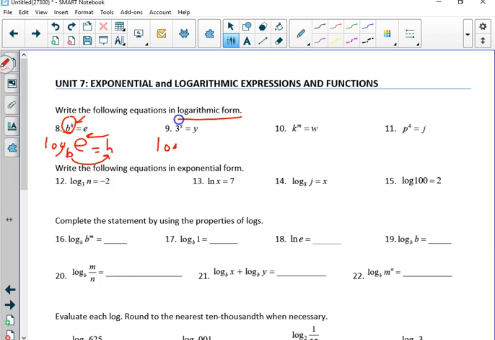9, write log. What's my base? 3. Put the equal sign. If the arrows help, 3 to the what? X equals what? Y. Finished.